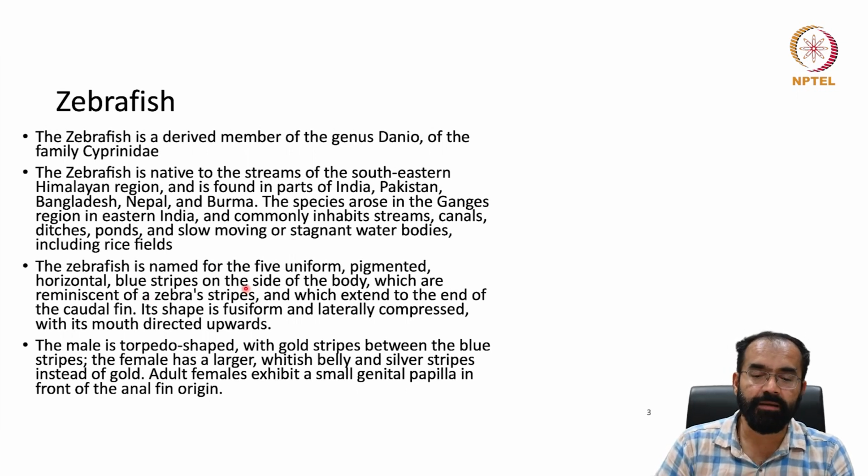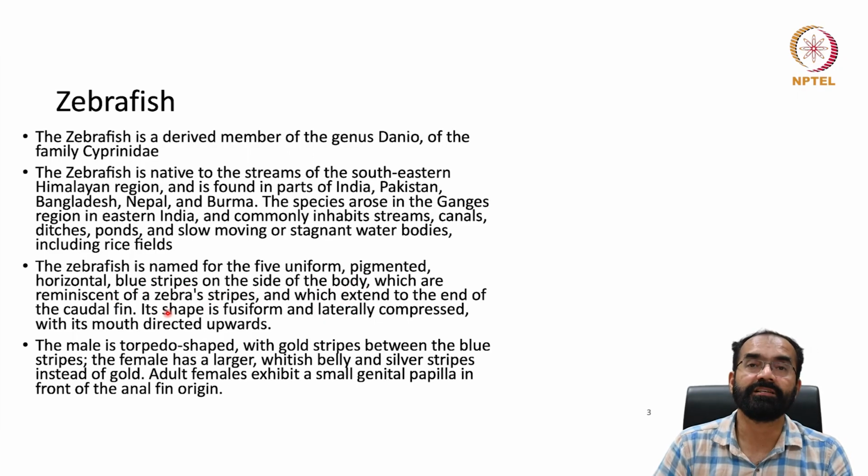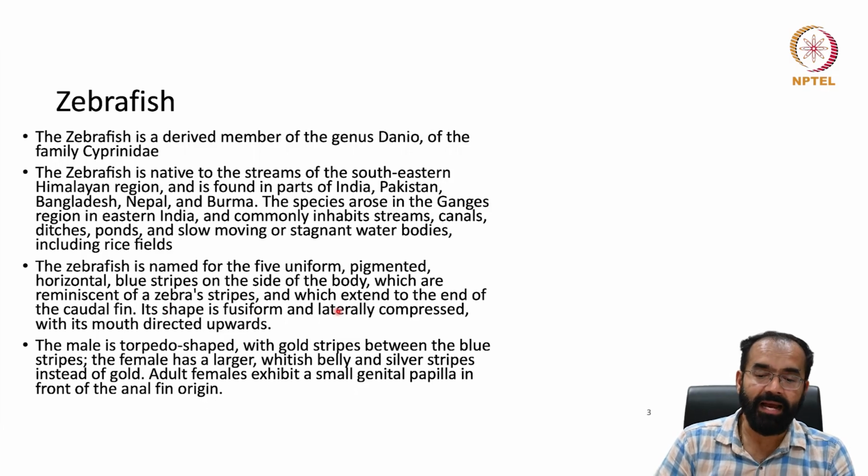The zebrafish is named for 5 uniform pigmented horizontal blue stripes on its body, which is reminiscent of the animal zebra, and which extend to the end of the caudal fin. The stripes run into the caudal fin from the body, and its body is fusiform and laterally compressed, and its mouth is slightly directed upwards.